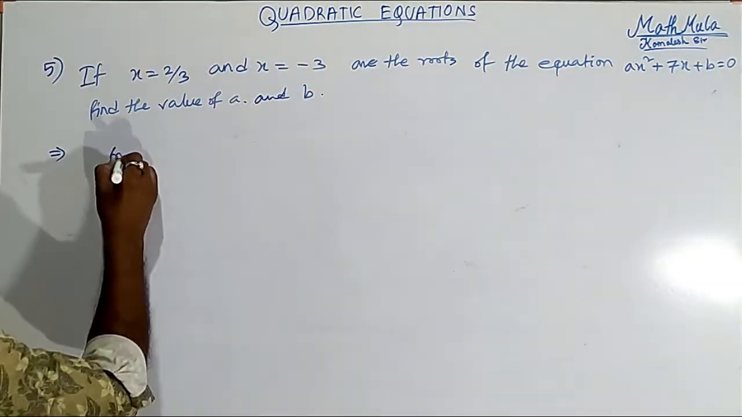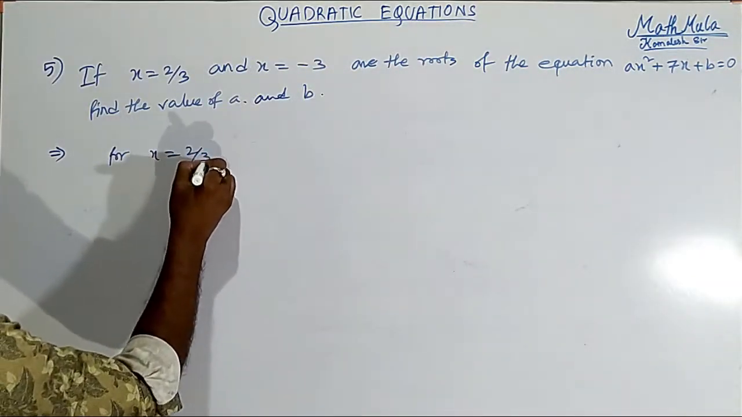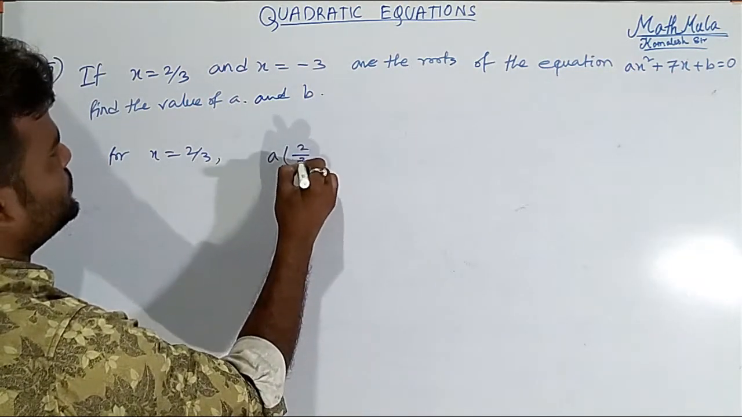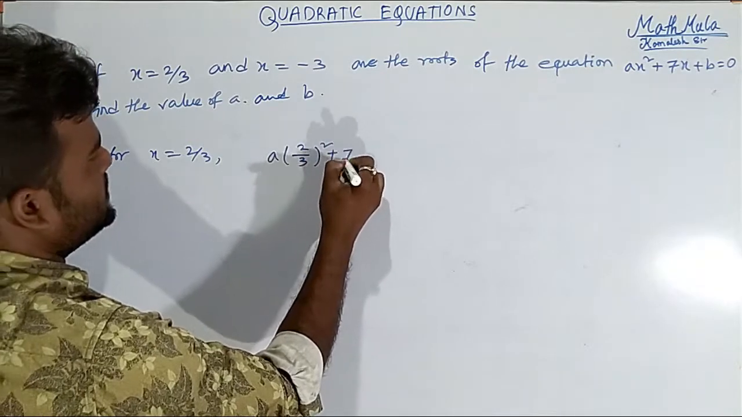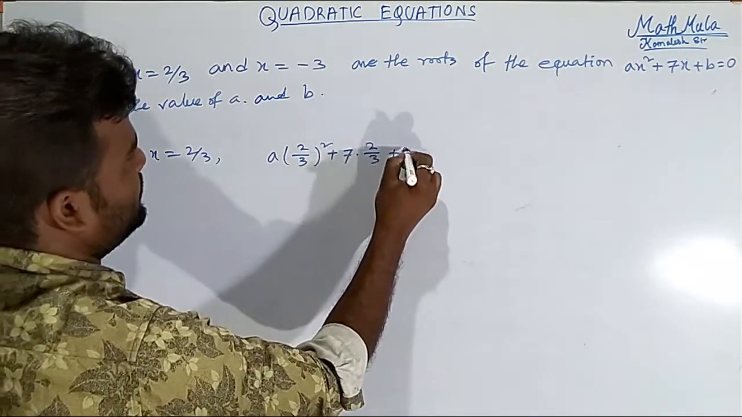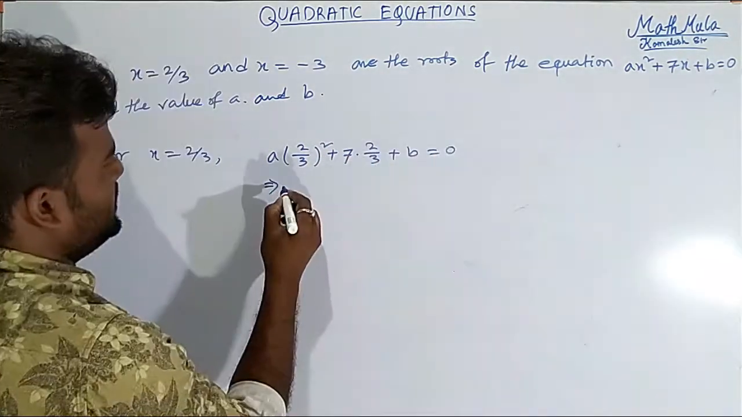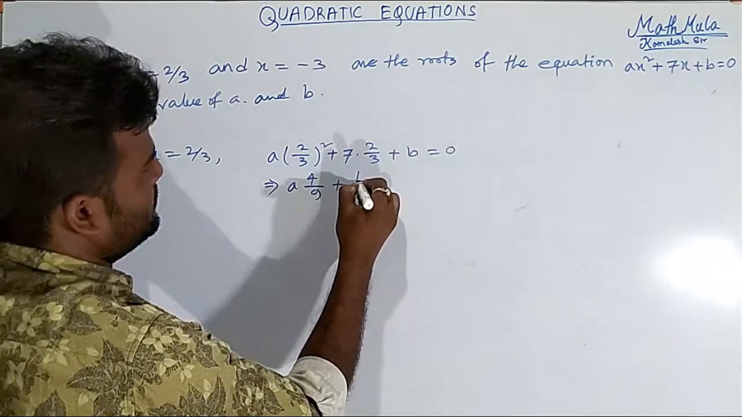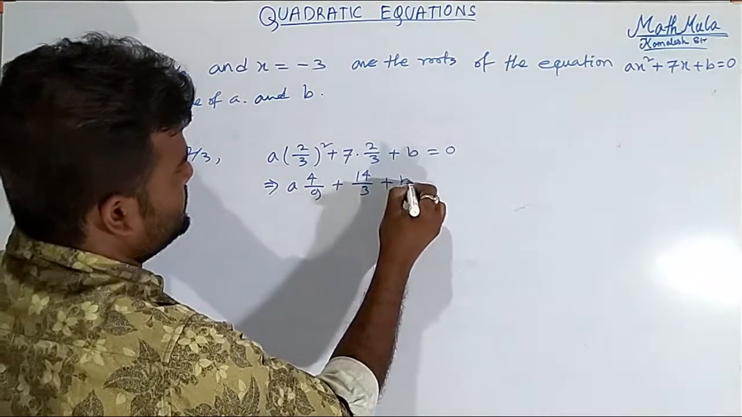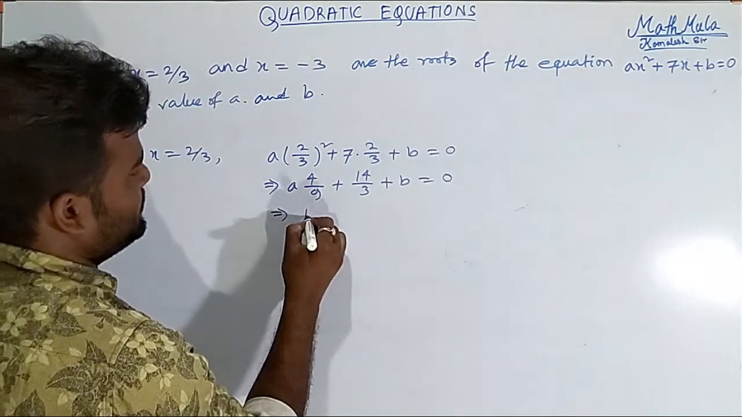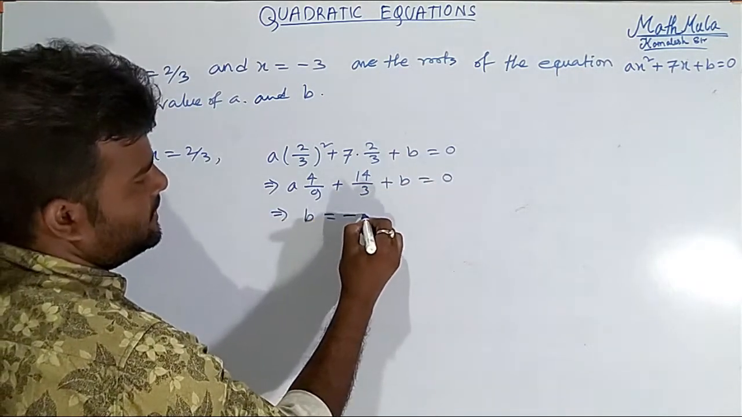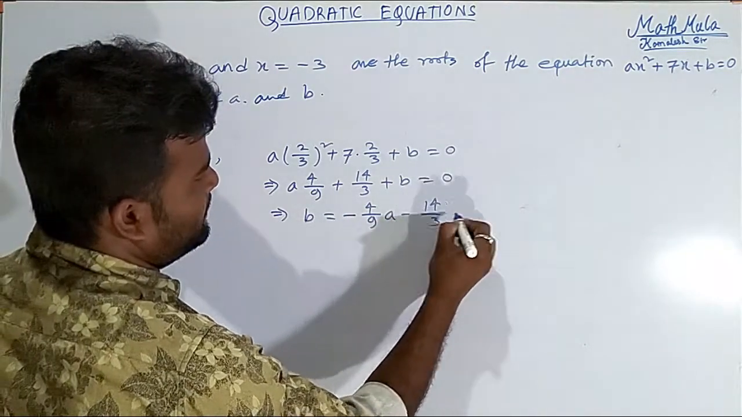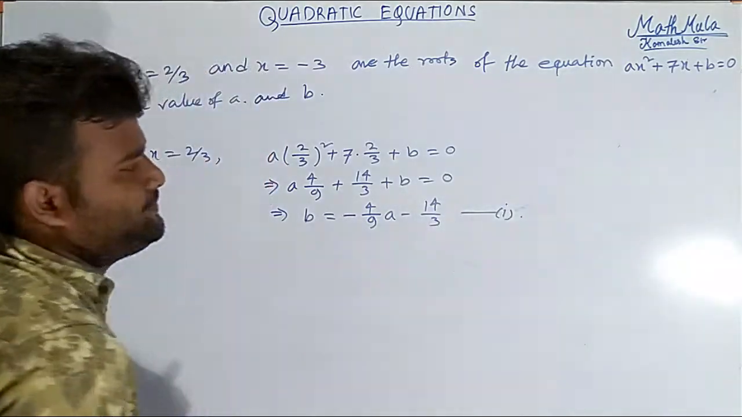Let's solve. For x equals to 2 by 3, the given equation ax square, that means a into 2 by 3 whole square, plus 7 into 2 by 3 plus b is equals to 0. That implies a into 4 by 9 plus 14 by 3 plus b is equals to 0. That implies b is equals to, you can write, minus 4 by 9a minus 14 by 3. Now this is equation number 1.